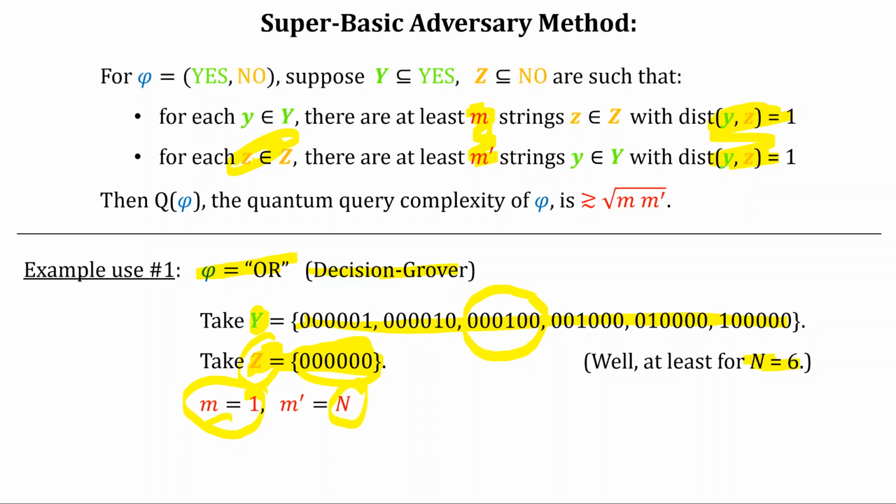So we can take m to be 1, m prime to be capital N, and therefore our quantum query lower bound is the square root of the product of those two things, which is square root n, which is exactly what we want. This is the lower bound that matches Grover's upper bound of proportional to square root n. So even with the super basic adversary method, we prove the desired quantum query lower bound for the OR problem.